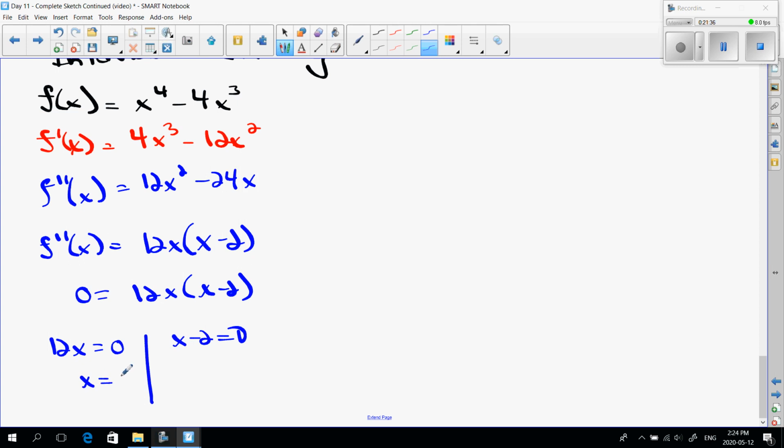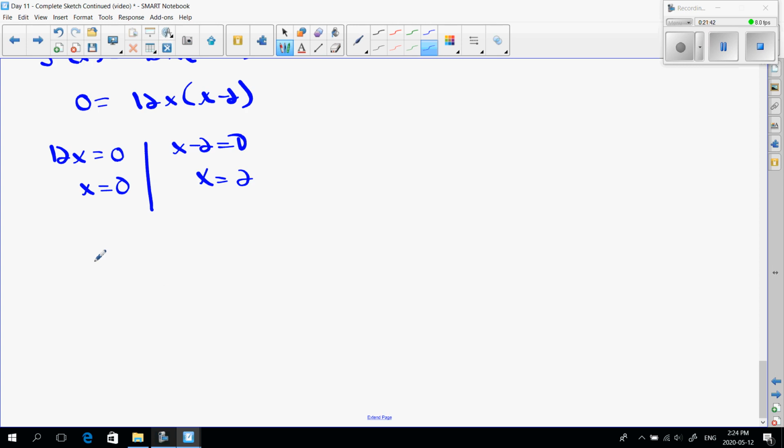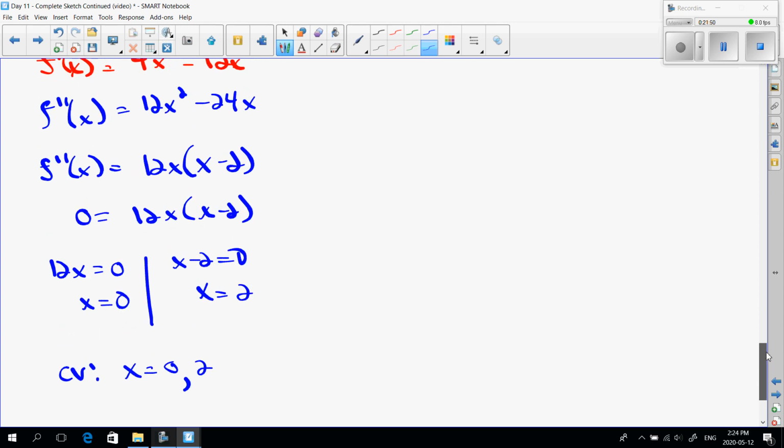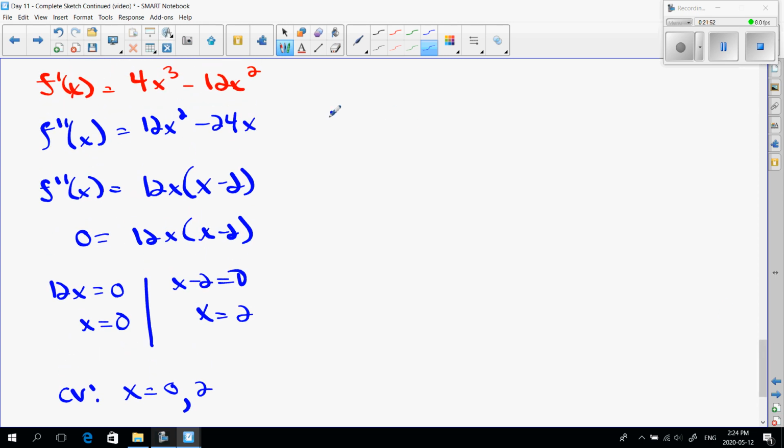If I divide both sides by 12, I get x equals 0. If I add 2 to both sides, I get x equals 2. So my critical values are x equals 0 and 2. Now I'm going to make a number line, and I'll park it right next to the second derivative. I like to go with the factored form because it's easy to figure out the signs.